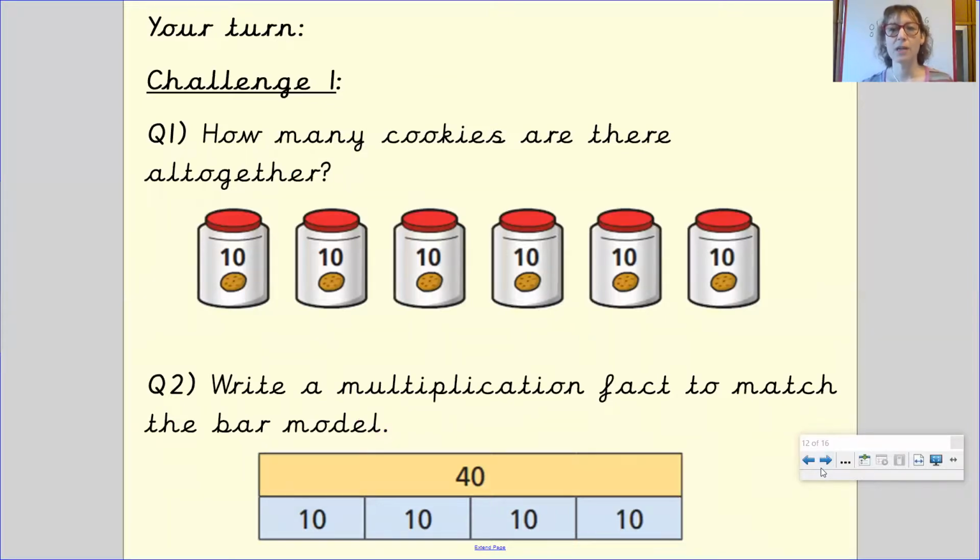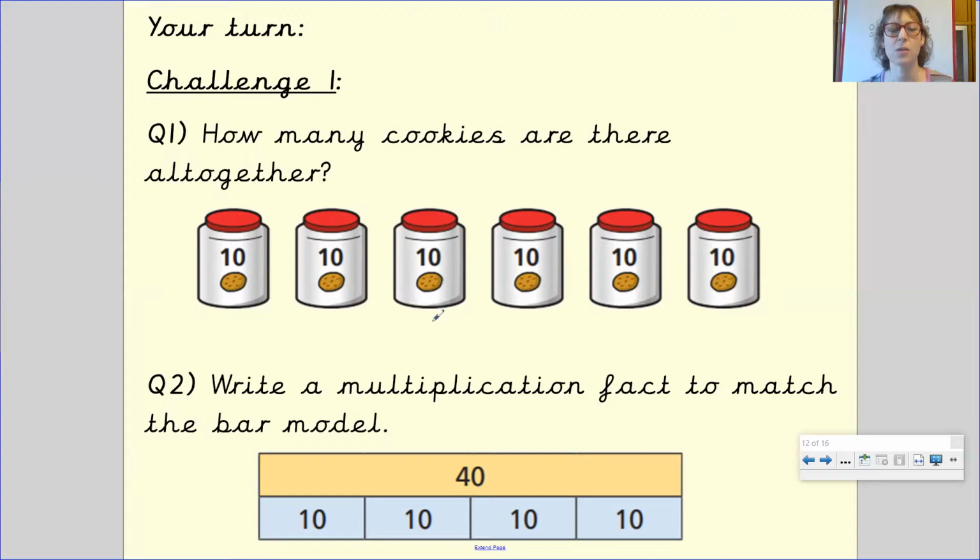Right, your turn. Challenge 1. How many cookies are there all together? So you've got cookie jars. Each cookie jar's got 10 cookies in it, and you have got 1, 2, 3, 4, 5, 6. So you've got 6 lots of cookies. We have got 10, 20, 30, 40, 50, 60.